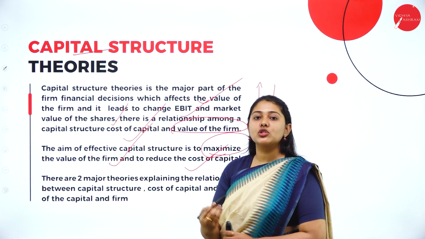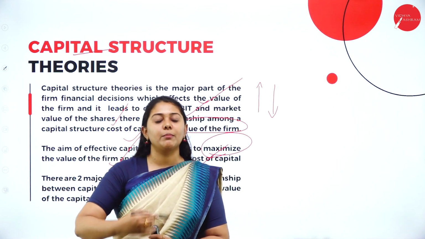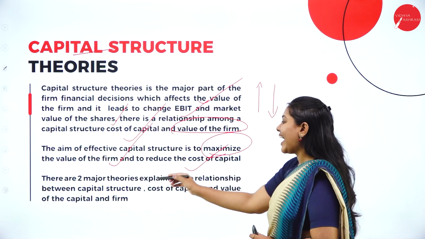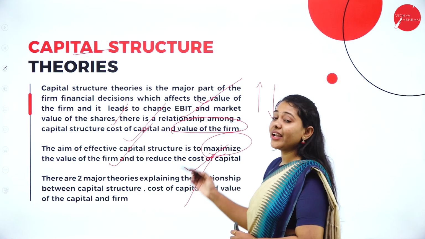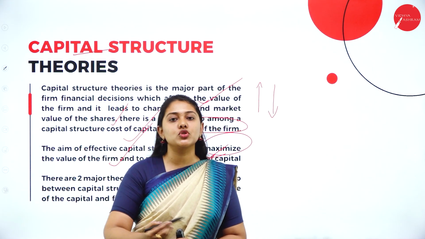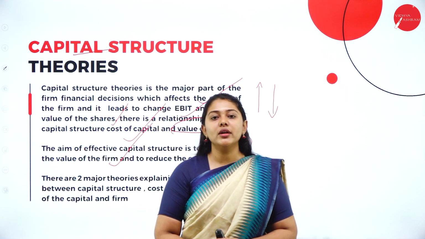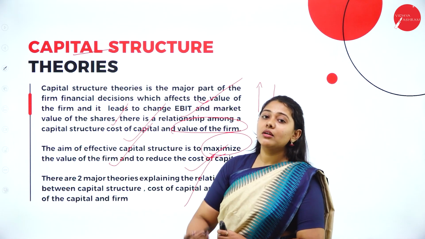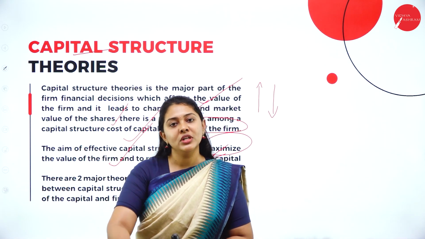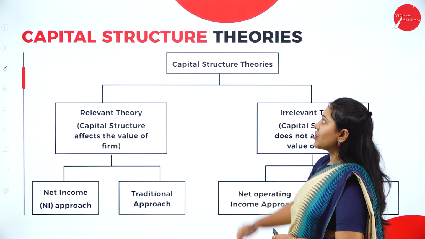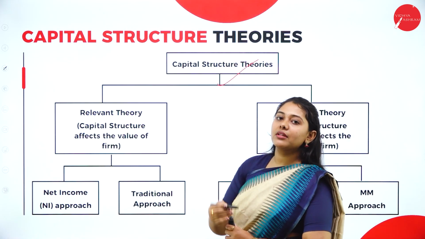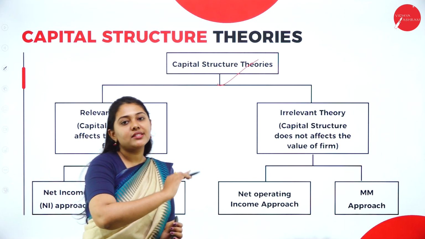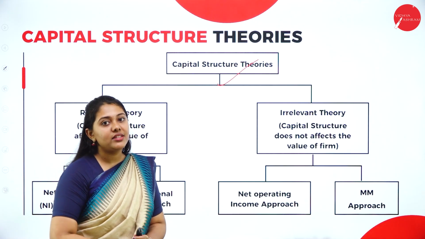So mainly there are two types of theories. So there are two theories with reference to your capital structure, which explains the relationship between cost of capital as well as your value of the firm. Moving forward, let us look at what are the theories that we have to discuss. Capital structure theories. So in this capital structure theories, we have two types of theories, relevance theories and irrelevance theories.